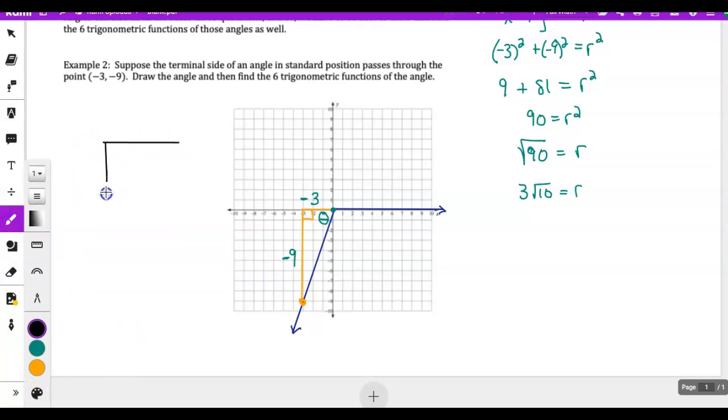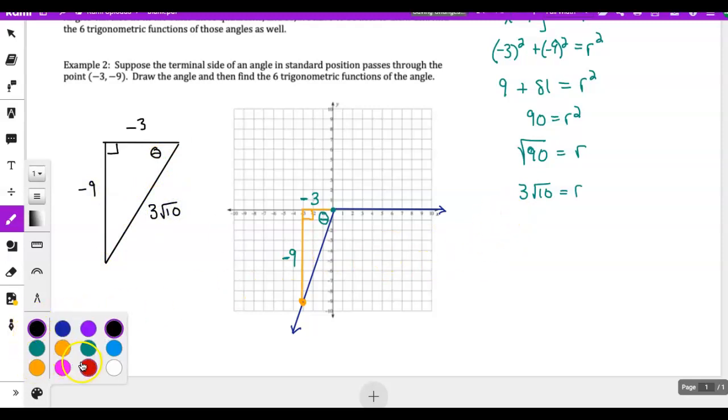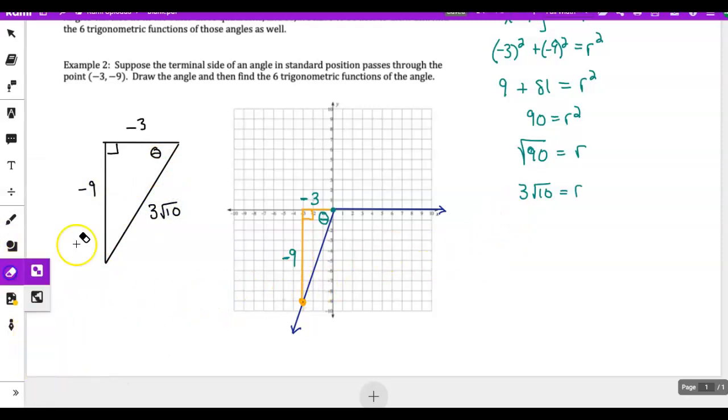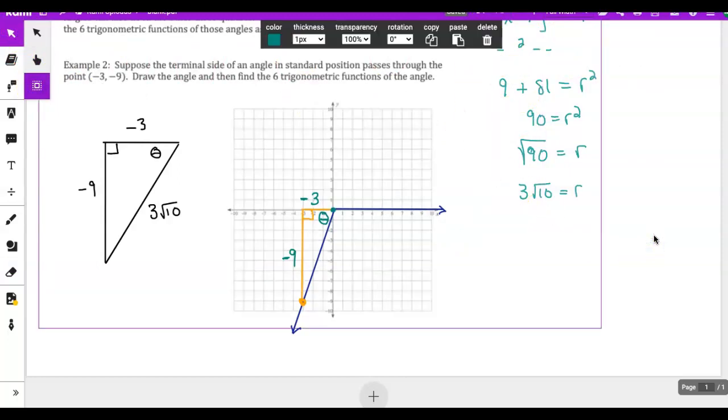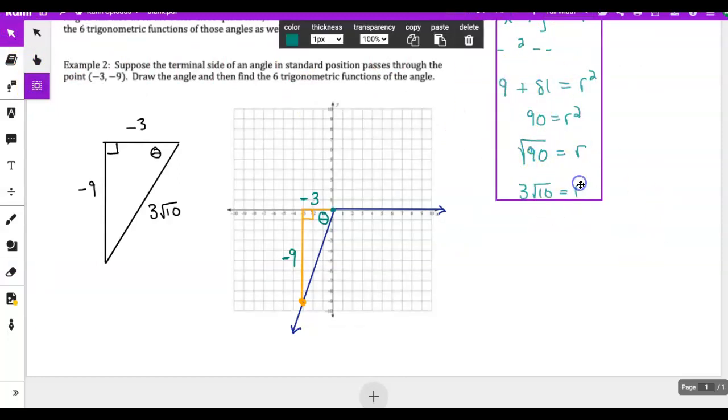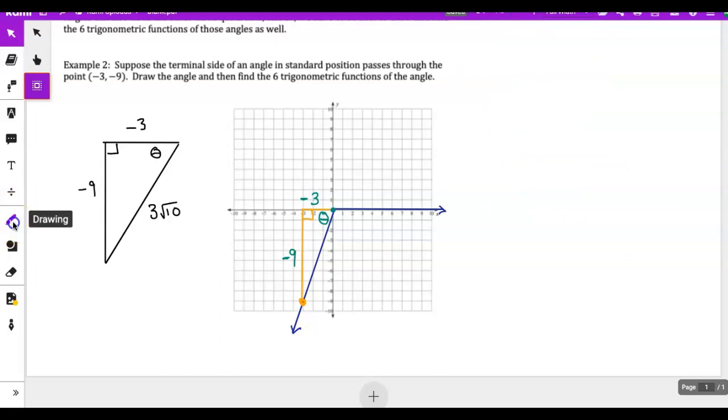So here's that triangle that I drew, and I'm just literally copying stuff over so that it's easier to see. So -3, -9, and don't forget the radius / hypotenuse is always positive. Okay, so now I'm just going to do SOHCAHTOA for everything. Pause the video if you need any of this right now, because I'm going to erase it so that I have more room. Okay, there we go.